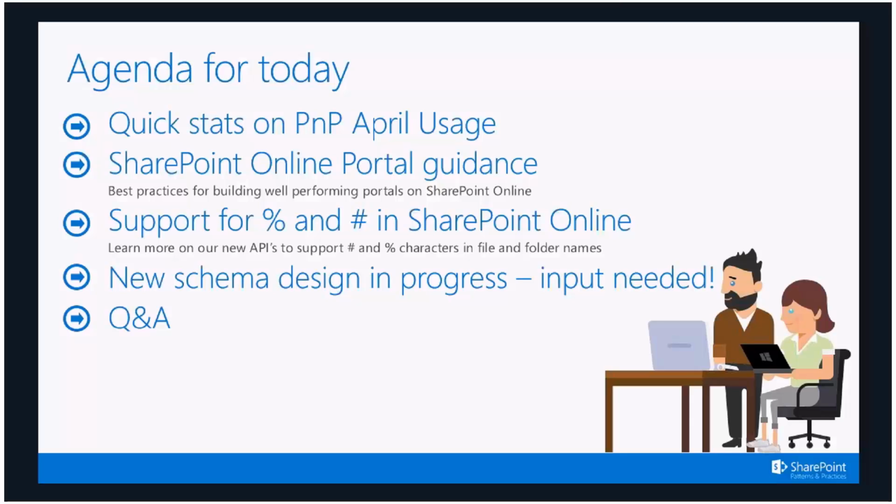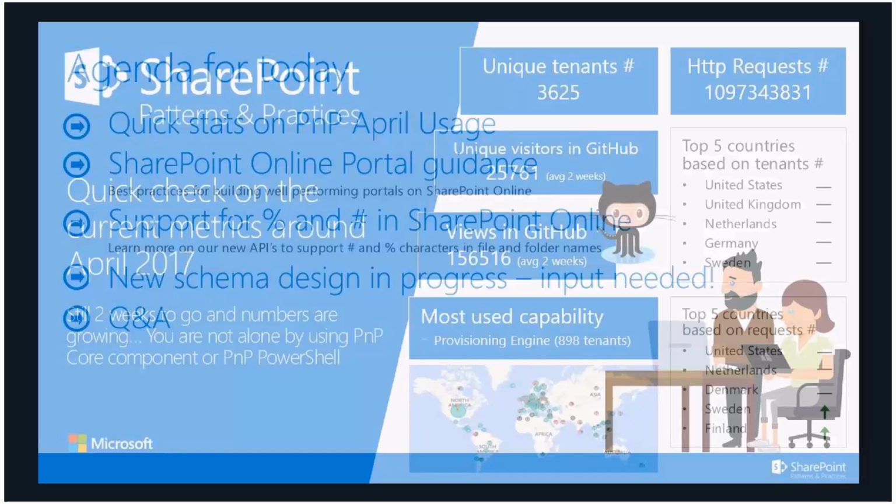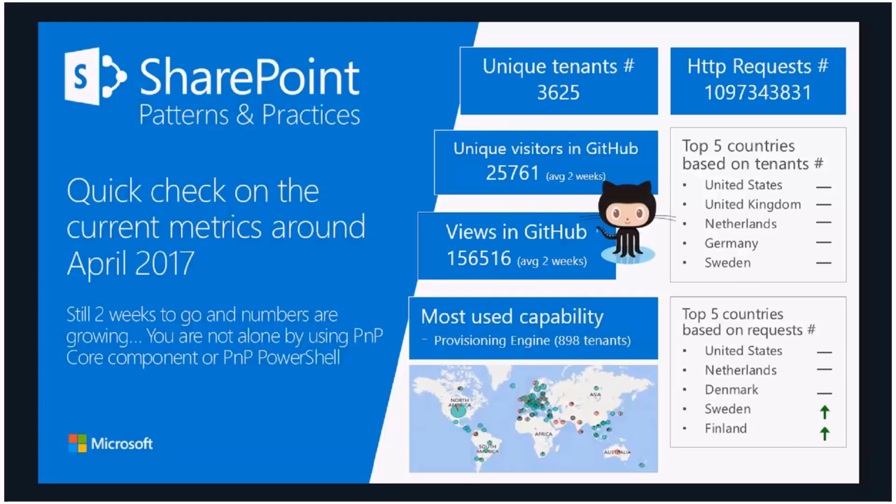The first slide, like mentioned, is around the statistics. This is really a fast summary of where we are in April, and April looks again like a growth month for PnP usage. We're already at 3,625 tenants using PnP across the world. And there have already been 25,761 unique visitors for the past 2 weeks in GitHub, and that seems to be landing somewhere around that number because it's an average of 2 weeks from the current moment.